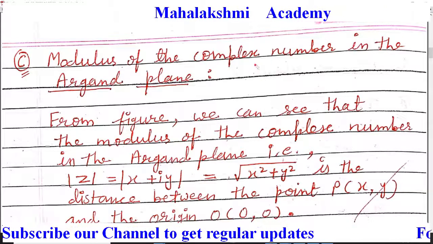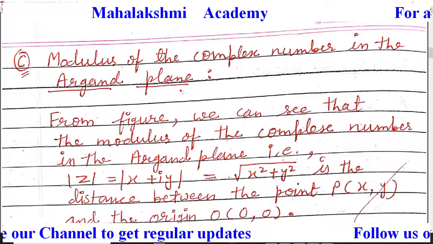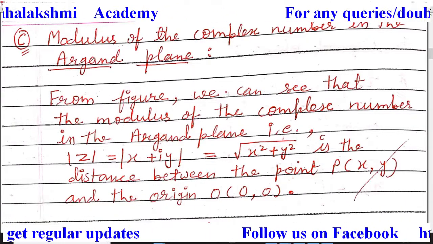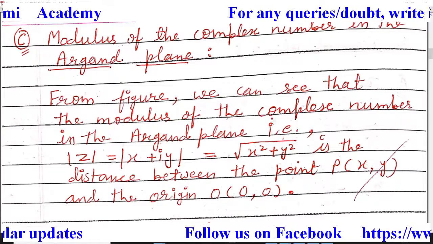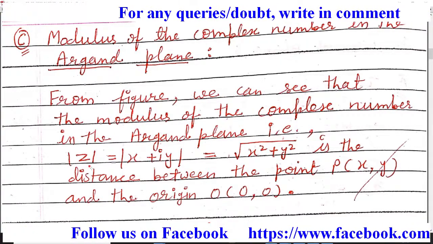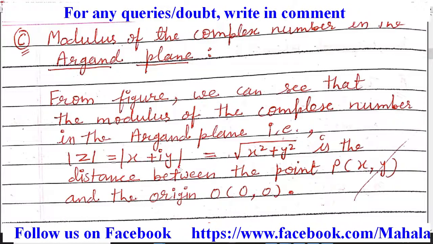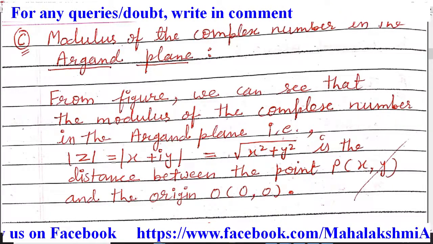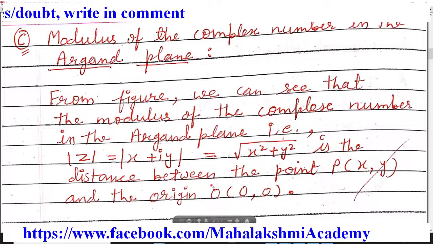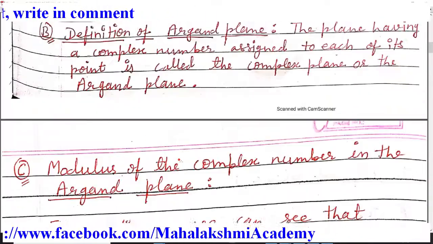Modulus of a complex number in the Argand plane. So what was the modulus? The distance between the point and the origin. From the figure we can see that the modulus of a complex number in the Argand plane, that is mod z, is equal to the formula you already know, root of x square plus y square, which is the distance between point P and origin (0, 0). So this I already explained here.